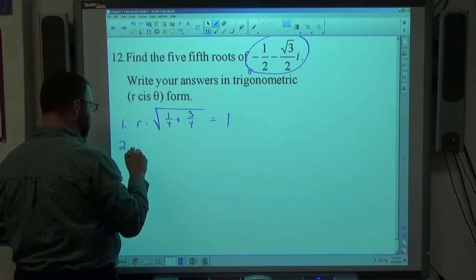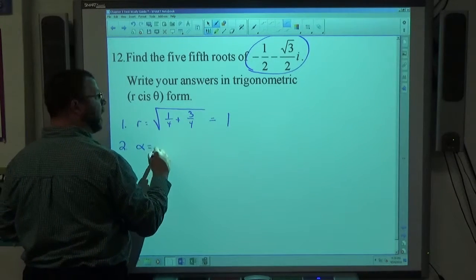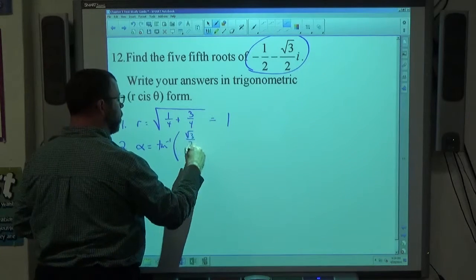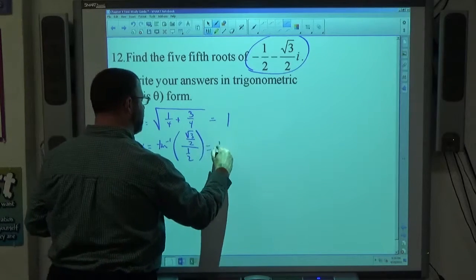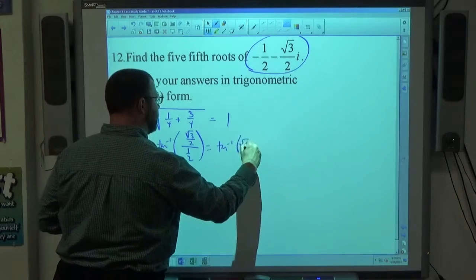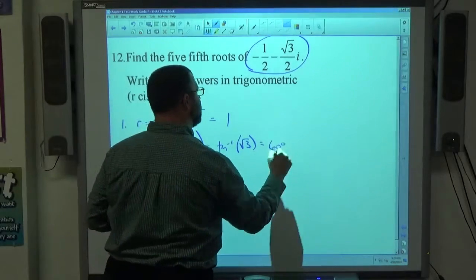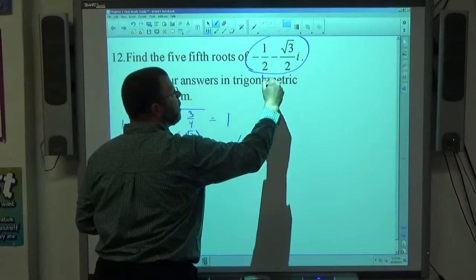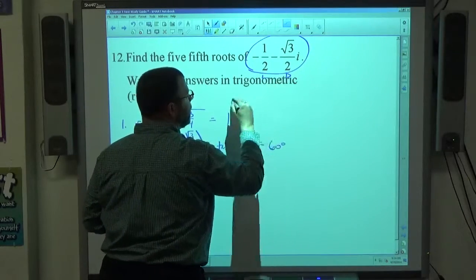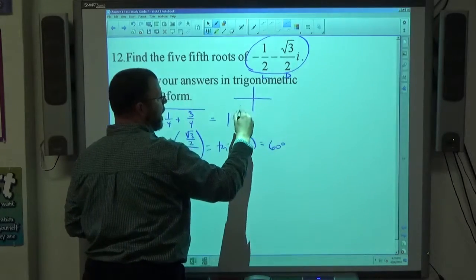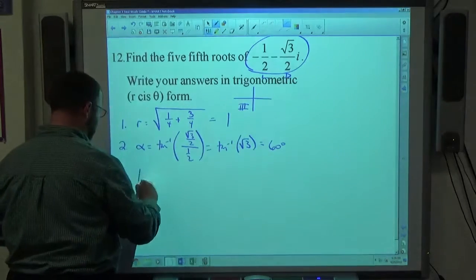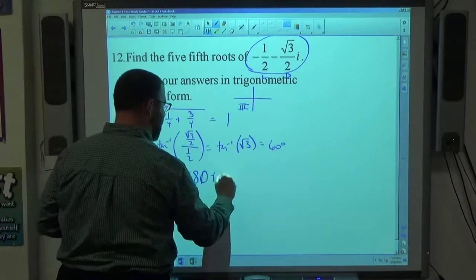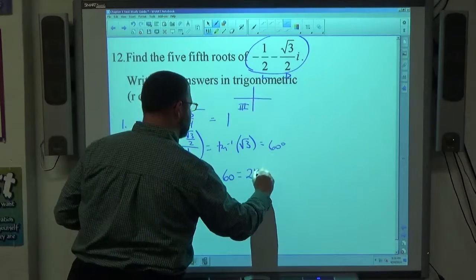Step 2. Alpha equals inverse tangent of the square root of 3 over 2 over 1/2. That's just the inverse tangent of the square root of 3, and that's going to be 60 degrees. And finally, for step 3, negative real number takes me left, negative imaginary number takes me down. If I'm in the 4-quadrant system, I go left and down. I'm down here in the 3rd quadrant. In the 3rd quadrant, theta is equal to 180 plus alpha, so 240 degrees.